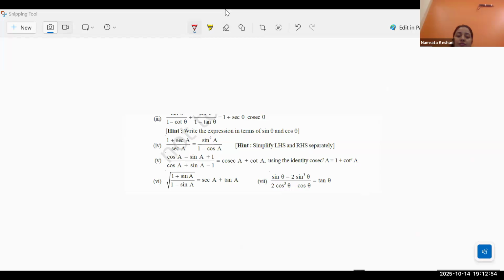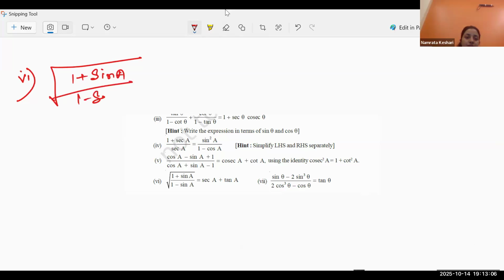We are done with 5. We are done with 7. 6 I have not taken yet. Question 6: 1 plus sine A over 1 minus sine A is equal to sec A plus tan A.